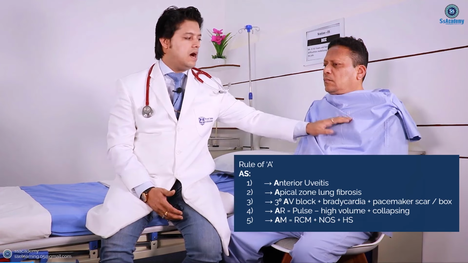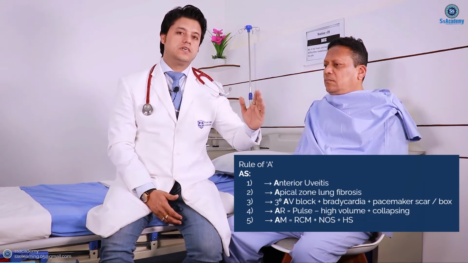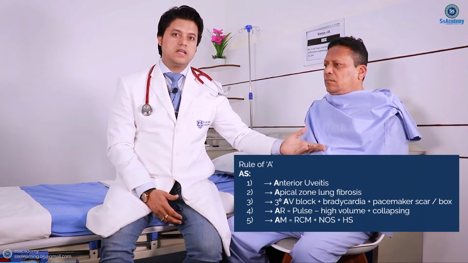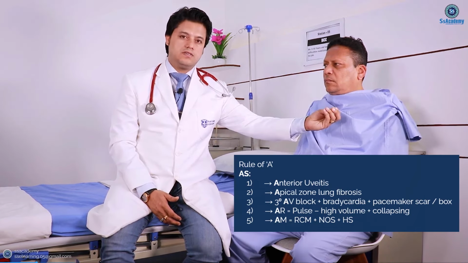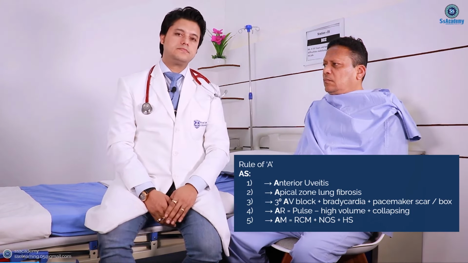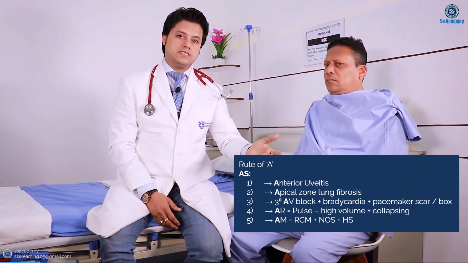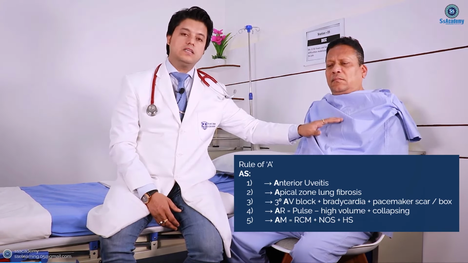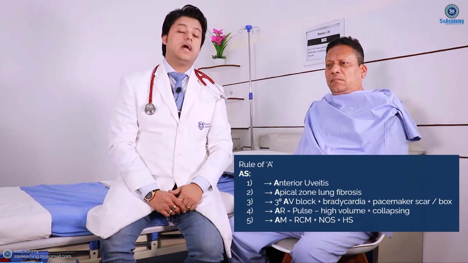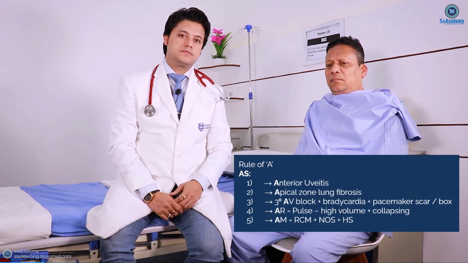If you get down to the heart, then once again the rule of A for AV block, that can be first degree, second degree, third degree AV block. And as I said, bradycardia is a feature, or maybe the pacemaker scar and the pacemaker box will be there. And the heart complication, once again, A for aortic regurgitation. So you'll get the early diastolic murmur in the left sternal edge, and also the high volume collapsing pulse.